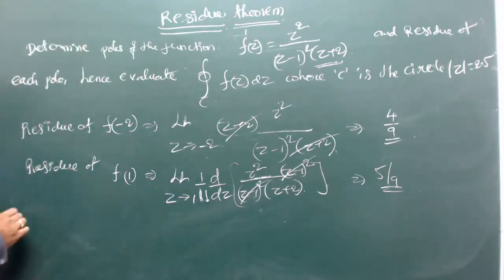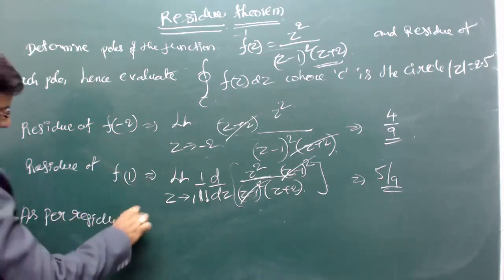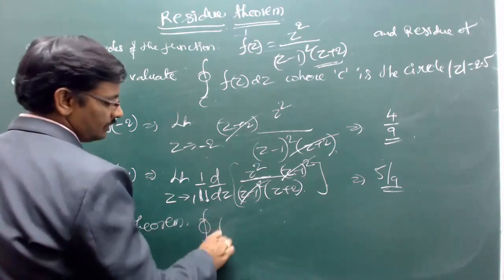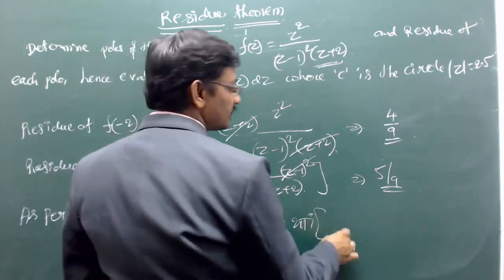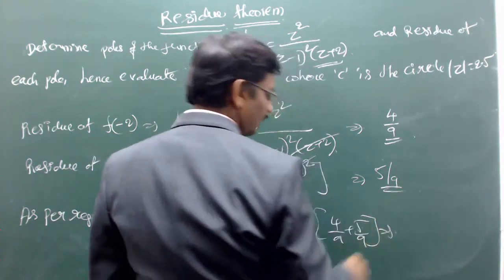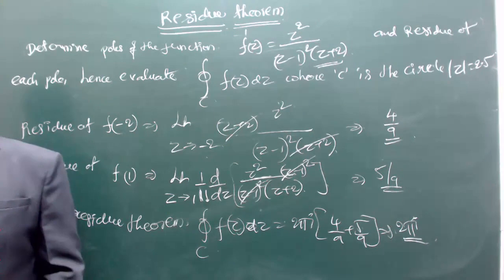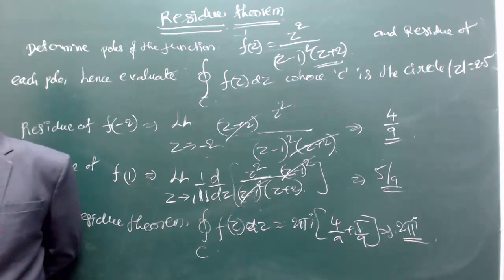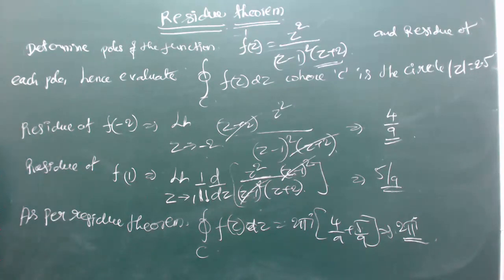Then as per residue theorem, integral over the closed contour C f of z dz equal to 2 pi I times the sum of the residues, 4 by 9 plus 5 by 9. So this is 9 by 9. The answer is 2 pi I. Got it? Understood? So this is one such integral.